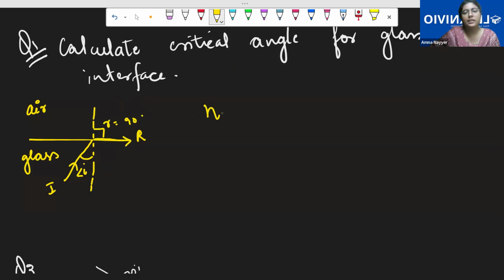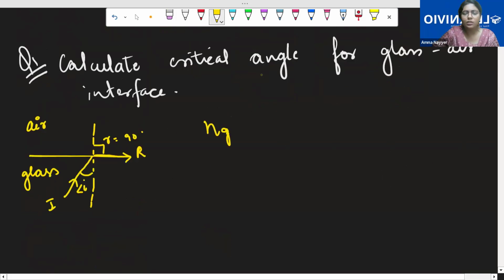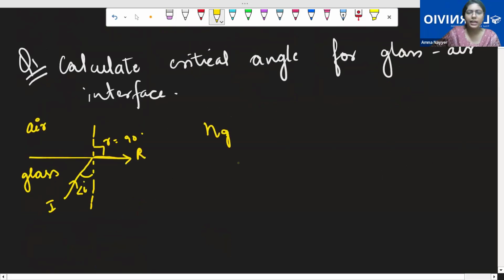Now you can apply the refractive index of glass. You can directly apply Snell's law. You can directly apply the critical angle formula also. Both are absolutely right, whichever suits you. Sometimes this confuses me, n_r, n_d and all. So you can apply Snell's law. If by anything, you will get the same answer.